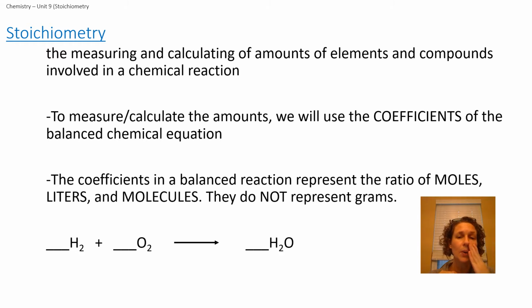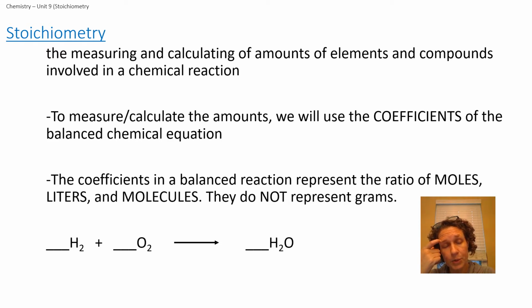Okay, so first thing to know as far as stoichiometry goes is the coefficients in a balanced reaction. So the big numbers that we put in front, they represent a ratio, and very specifically it's the ratio of moles, liters, or molecules. So it tells me a direct ratio between those things.